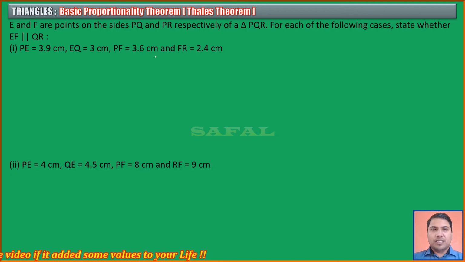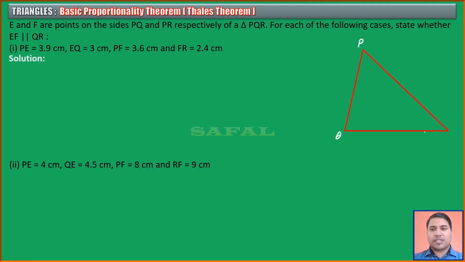So E and F are points on the side PQ and PR of a triangle PQR. For each of the following cases, state whether EF is parallel to QR or not. So here data is given to us. So let us take a triangle, name it as PQR. Now E and F are points on PQ and PR. So let's say this is the point E and this is the point F. Now data is given to us, so we need to check whether EF is parallel to QR or not.